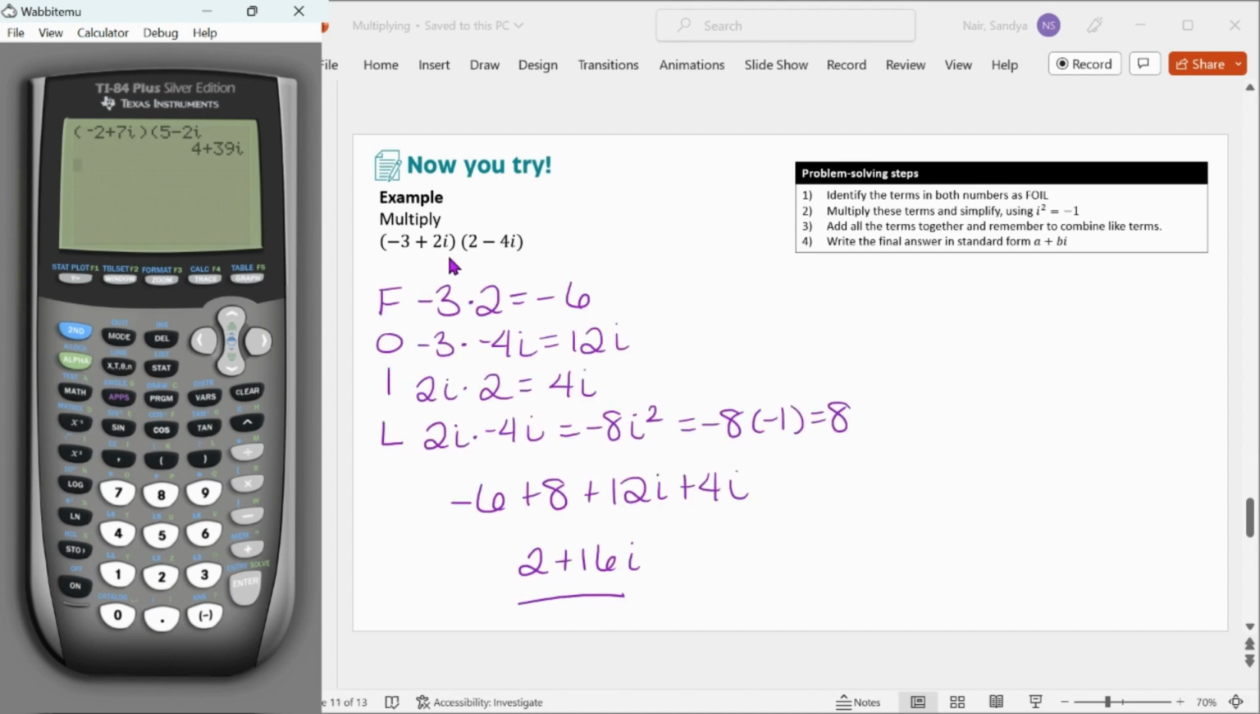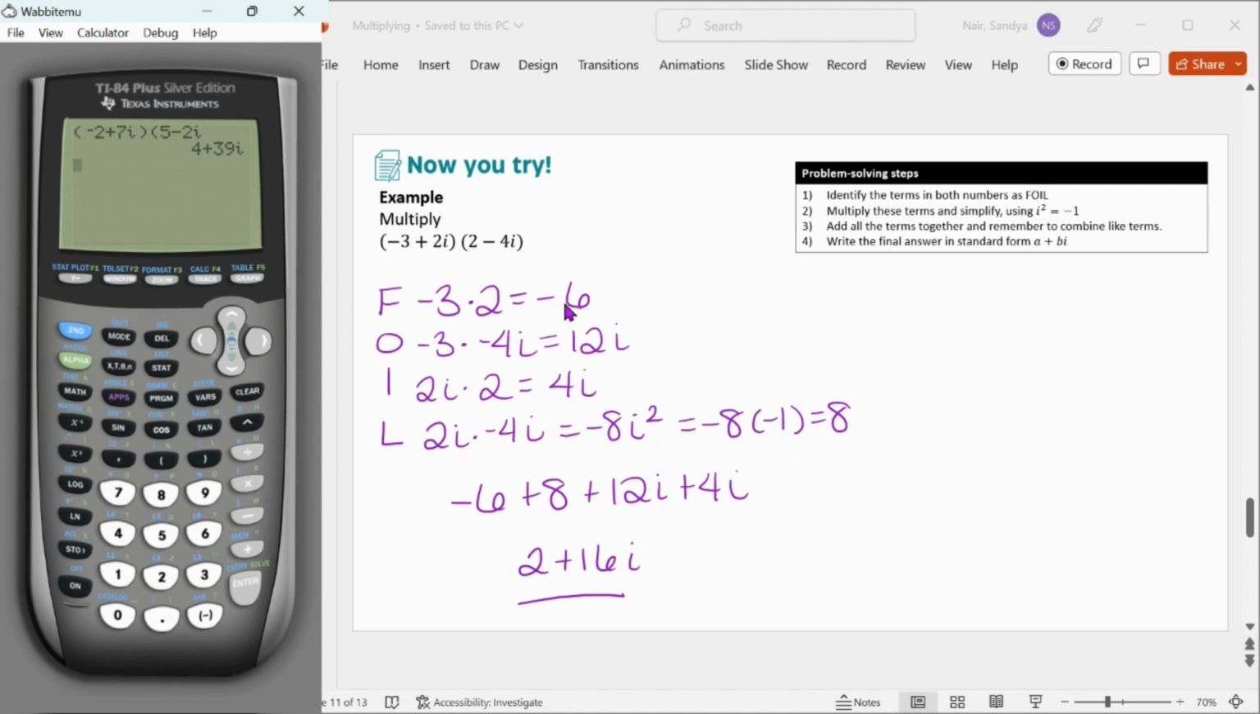So we have negative 3 plus 2i times 2 minus 4i. Negative 3 times 2 is negative 6. Outside is negative 3 times negative 4i, which is positive 12i. Inside is 2i times 2, which is 4i. Last is going to be 2i times negative 4i. So when we multiply that, we get negative 8i squared. Negative 8 times negative 1 is going to be 8.